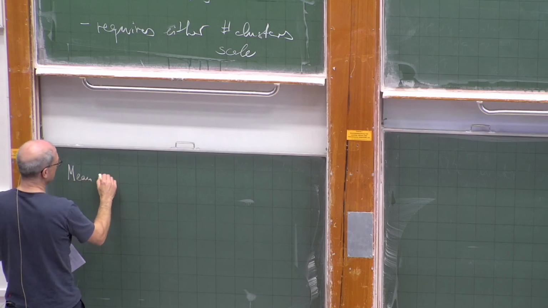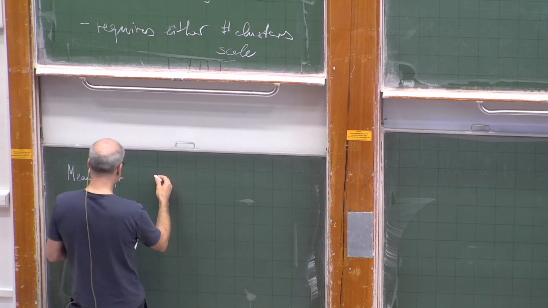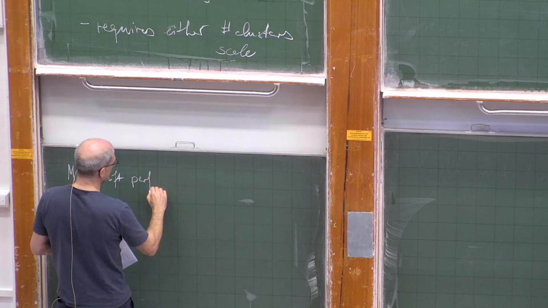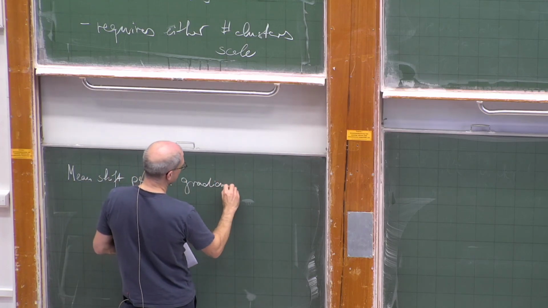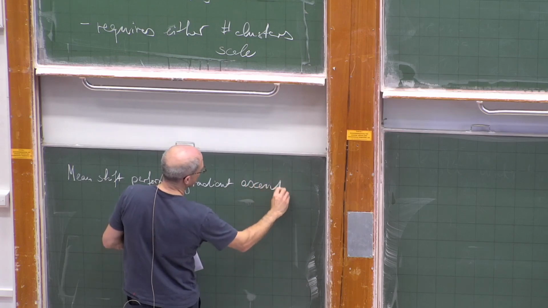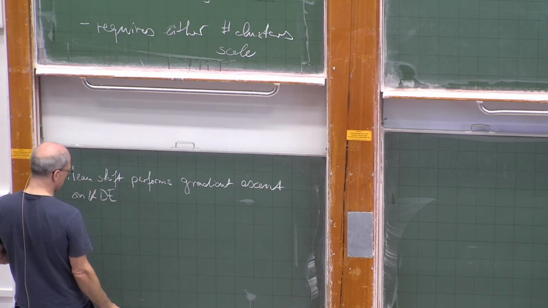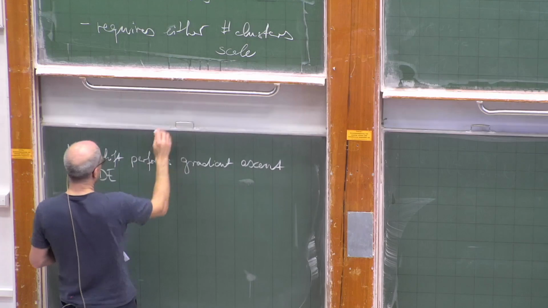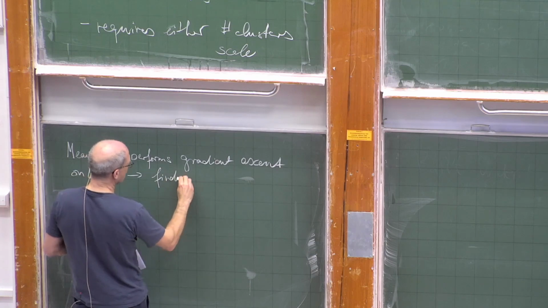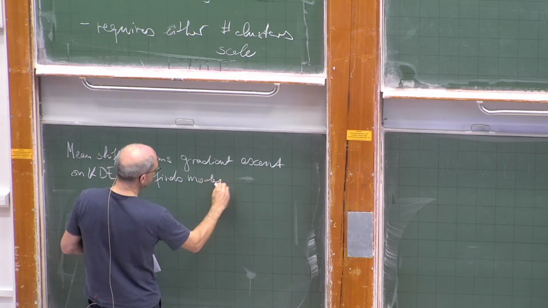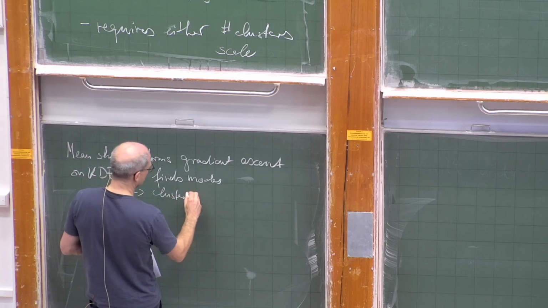Mean shift is closely associated with the kernel density estimation. Namely, mean shift performs a gradient ascent on a kernel density estimate. And what does it do? It finds the modes or the peaks in the density, and it also clusters your observations.